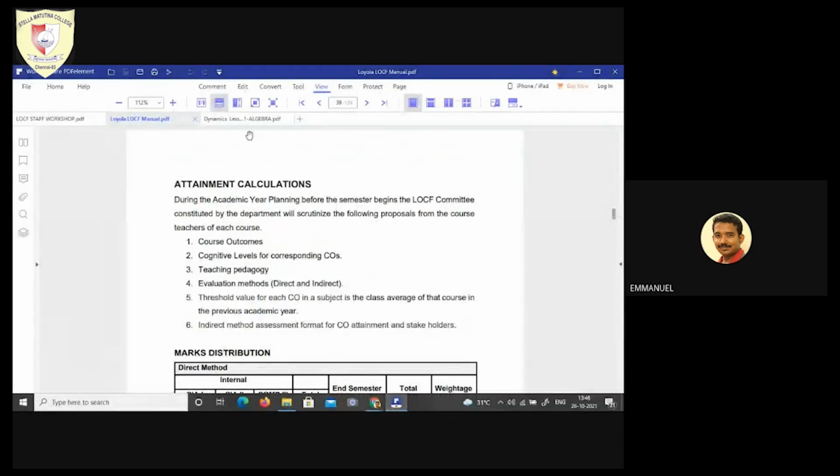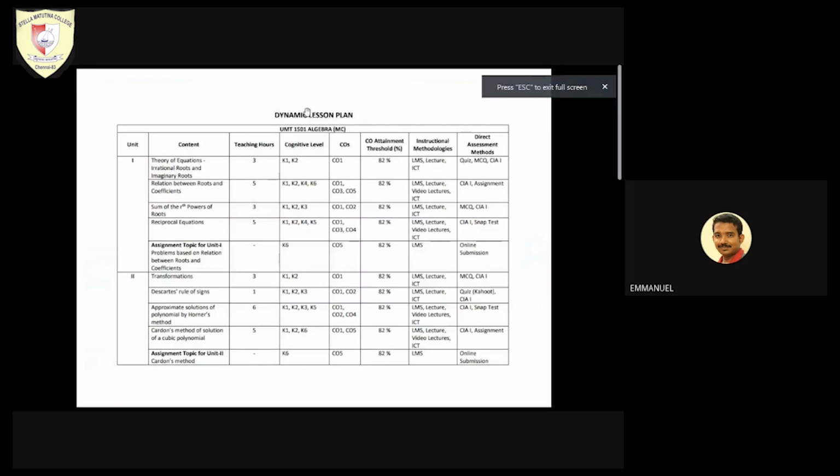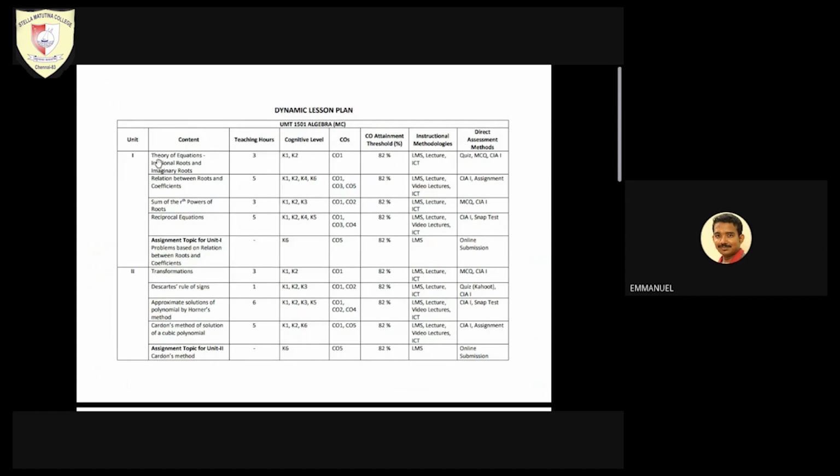Otherwise, I'll take another dynamic lesson plan. This is what I was talking about last class. This first column is nothing but units. This second column, this complete part, is the content in the first unit. Now, in a dynamic lesson plan, the content of the first unit itself is segregated into different sections, section wise.